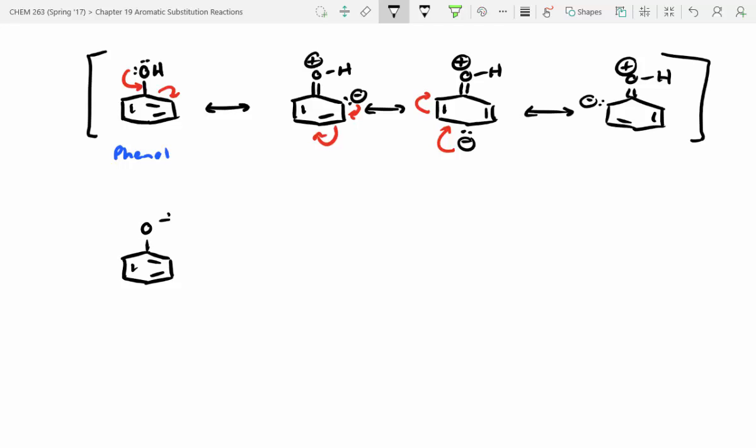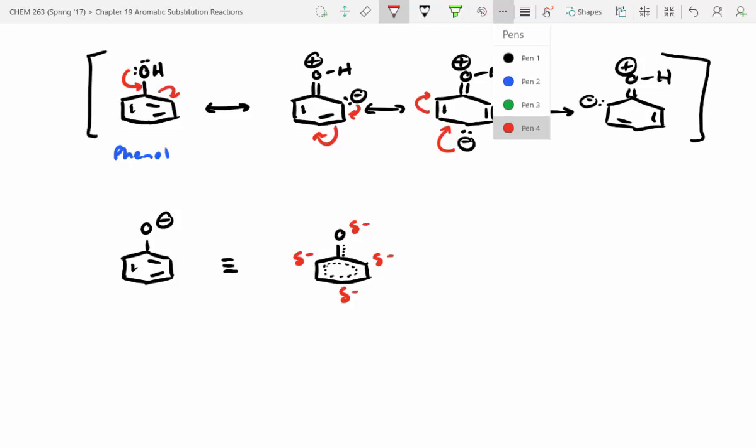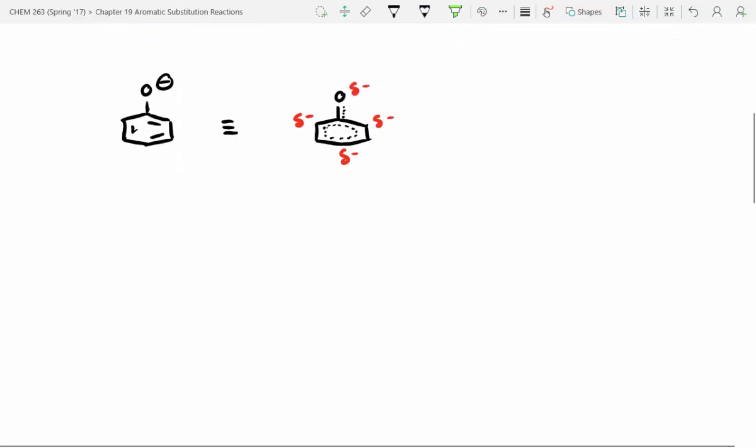Phenoxide is a really strong activator, simply because when you do this, I'll draw the hybrid really quick. Actually, let me just draw it all dashed like that. This oxygen has a partial negative, your ortho position has a partial negative, para is partial negative, and that other ortho position is partial negative. Strong activator. Does anybody have another one that they might think is a strong activator?